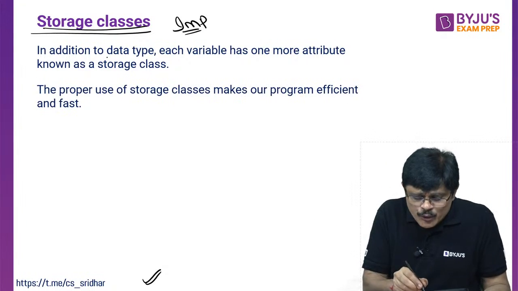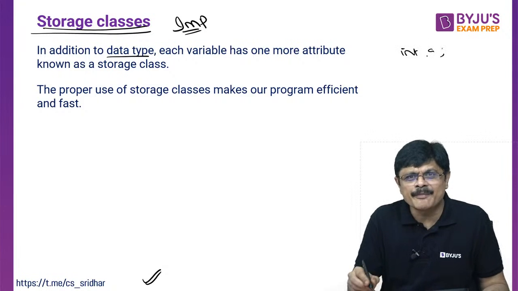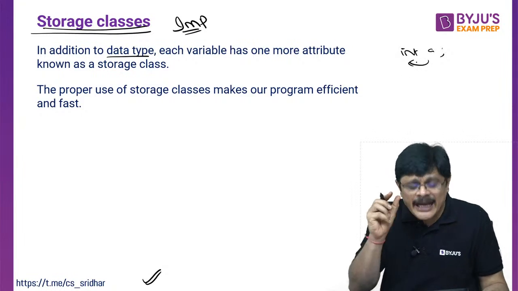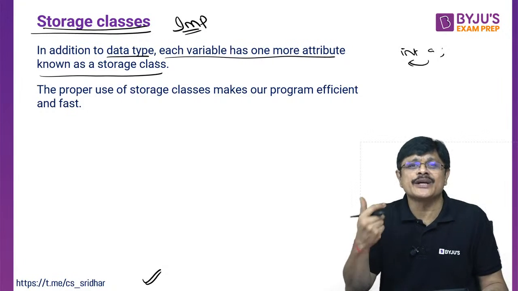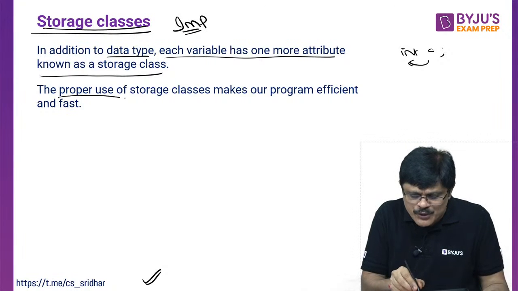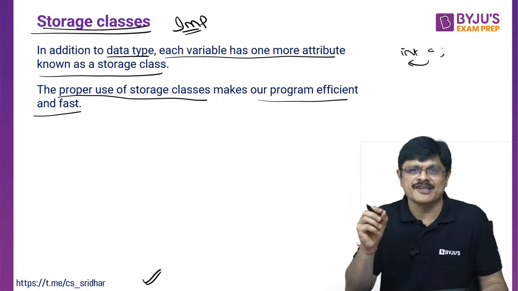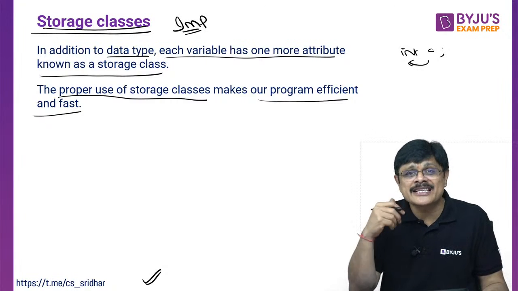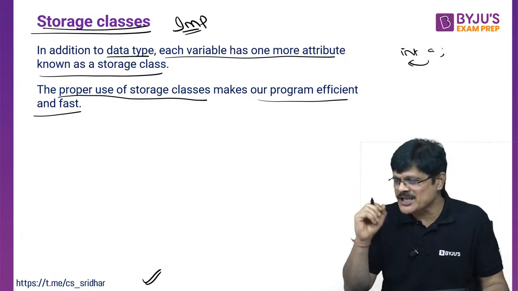See, in addition to data types, when you create int a, this is a data type. In addition to the type of data, each variable has one more attribute known as storage class. The proper use of storage classes makes our program efficient and fast. So if you use the storage classes properly, your program will be efficient as well as fast, my dear friends.